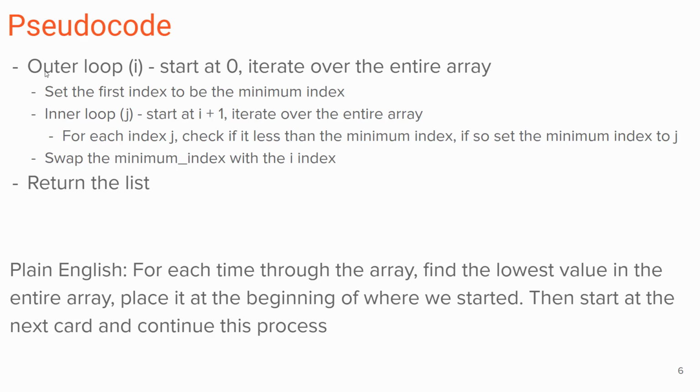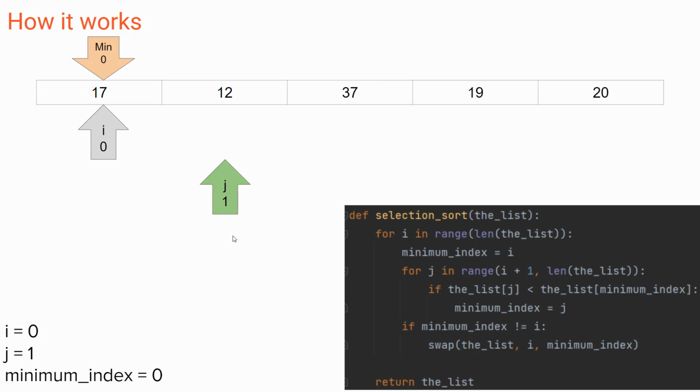All right, and then we're going to go up to the outer loop and continue this whole process until we get to the end of the array, and then we're going to return the list. So in plain English, for each time through the array, find the lowest value in the entire array, place it at the beginning of where we started, then start at the next element, I should say. I think I was thinking about sorting cards, right? Because selection sort is very similar to how most people will sort their playing cards in their hands if you're playing some type of card game, and continue that process. So let's see what it looks like.